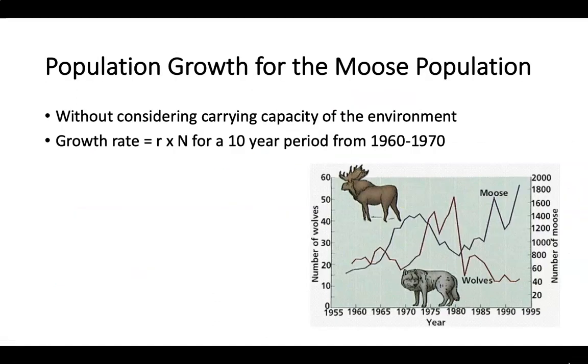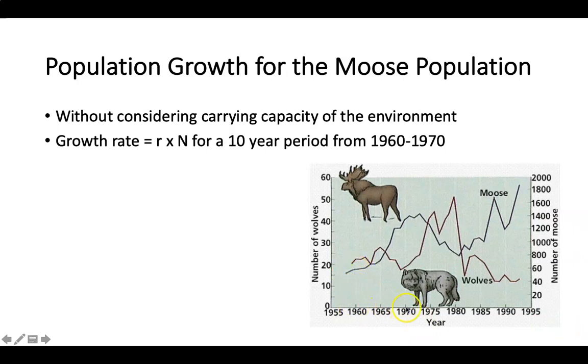So let's look at two real populations and apply this to a real situation. Now, the first thing we need to do if we're going to calculate the effect of carrying capacity on growth rate is to actually consider the growth rate, calculate what the growth rate is. So we do that by multiplying R times N. And in order to determine R, we need to know the birth rate and the death rate for the animals that we're talking about. And then, of course, this is a change over time. So for this population, we're going to look at a 10-year period.